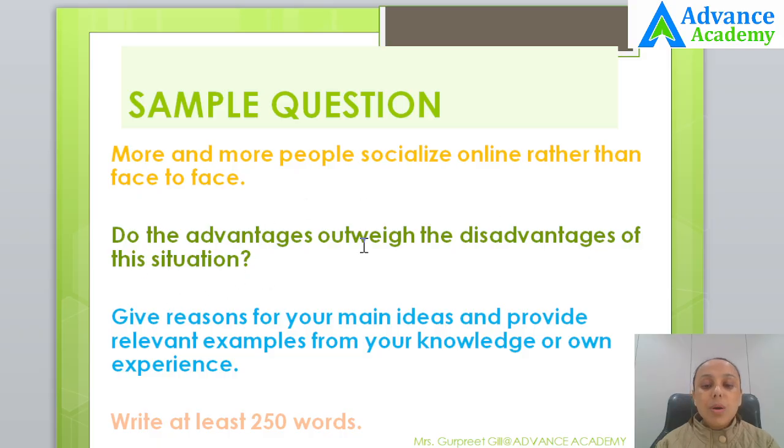If you read the prompt statement thoroughly, they're not just asking us to tell what are the advantages and disadvantages. They're not asking us to just discuss them. They have used a comparative word outweigh over here. It means that we need to write the comparative essay. So we use this structure that we just learned.